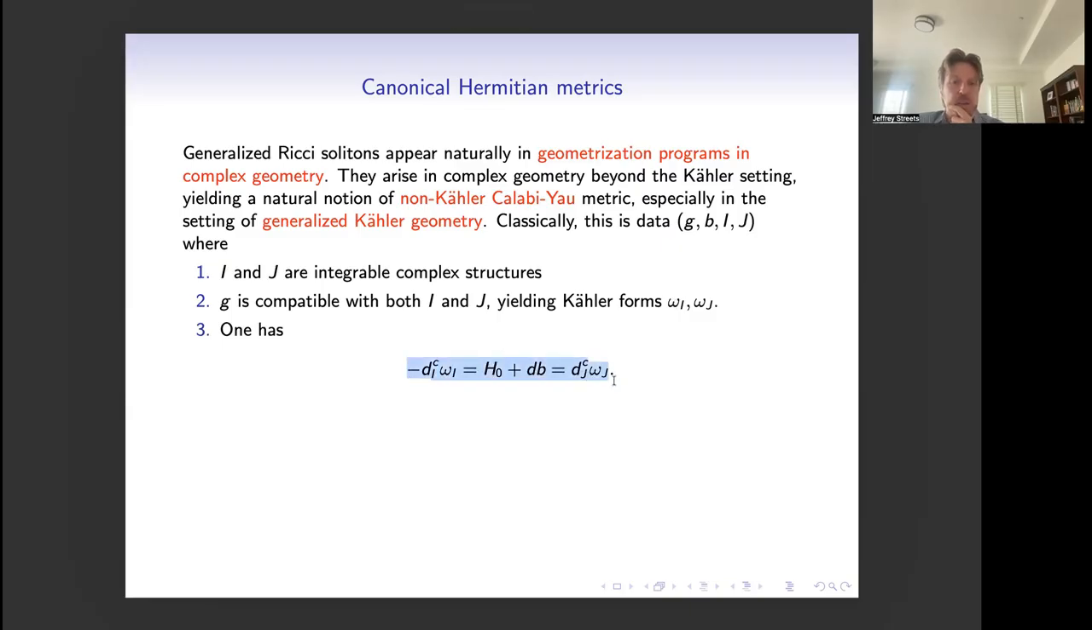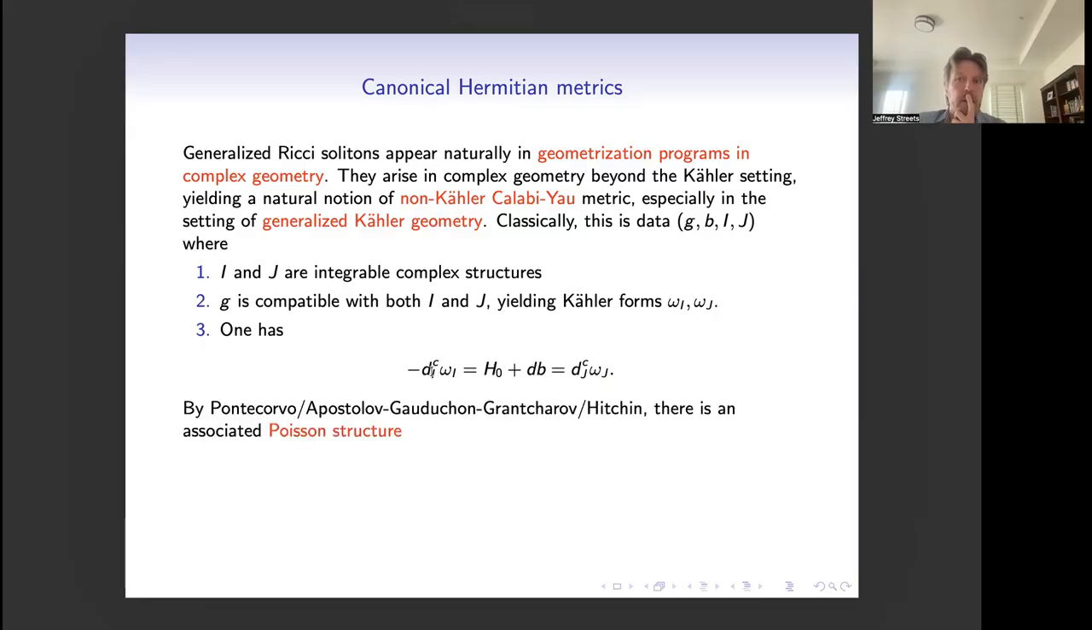And then we have this matching condition on the torsions. As always, there's a background three form in play, and this equation links all the structures around. So H naught plus dB is some closed three form, and that should be the same as d^c_J omega J, and then also the same as minus d^c_I omega I.